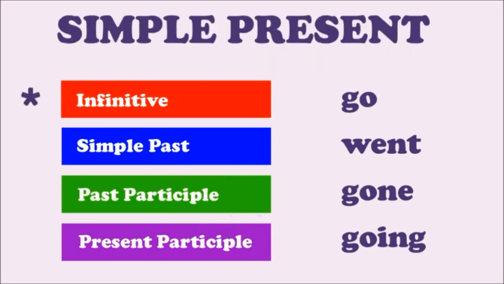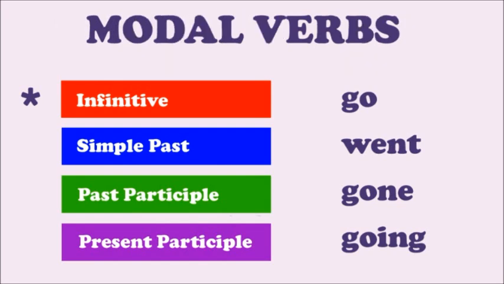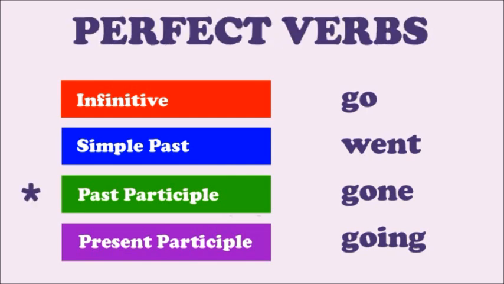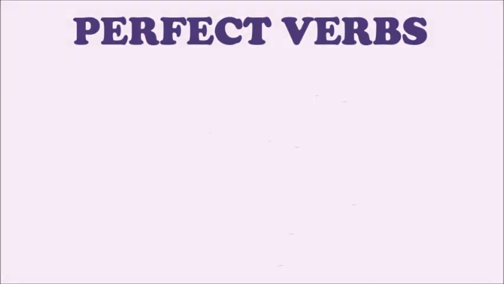We use the first principal part, the infinitive, to form the simple present and the modal verbs. We use the second principal part to form the simple past. We'll use the third principal part, the past participle, to form the perfect verbs.